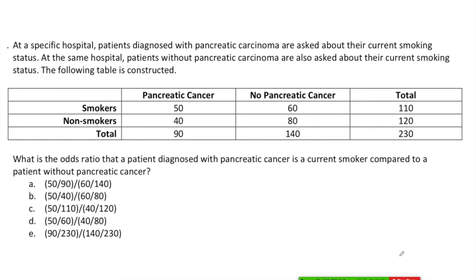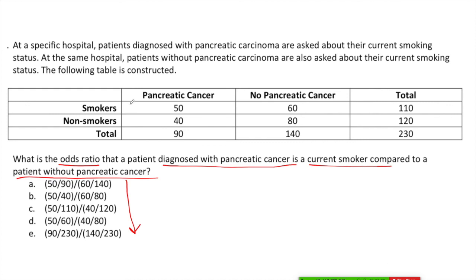Okay. So in this one, I'm going to go straight to the question at the bottom first, because say I'm towards the end of a block, I'm really running out of time, so I'm going to skip ahead, and it says, what is the odds ratio that a patient diagnosed with pancreatic cancer is a current smoker compared to a patient without pancreatic cancer? I look at my answer choices, I see a bunch of numbers over numbers. Great, it's a mess.